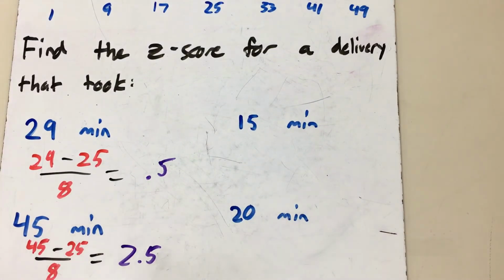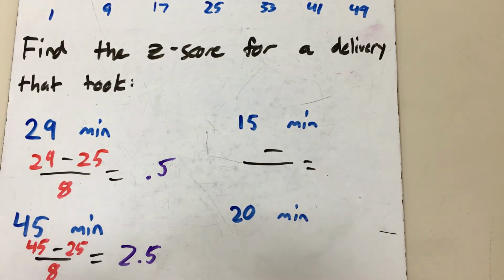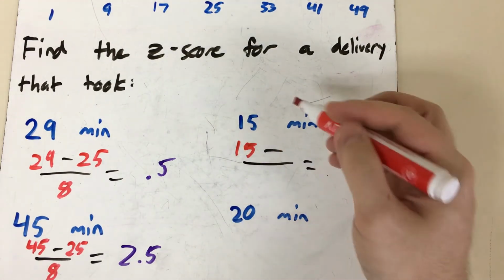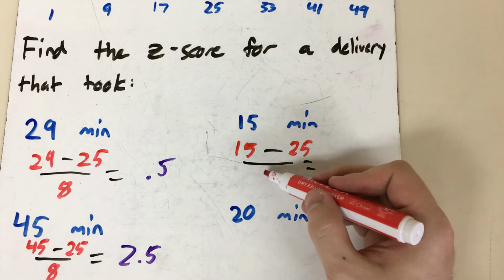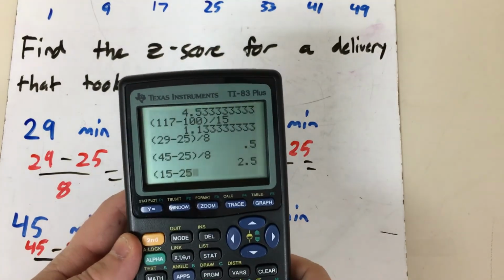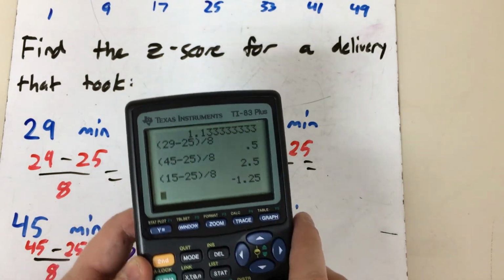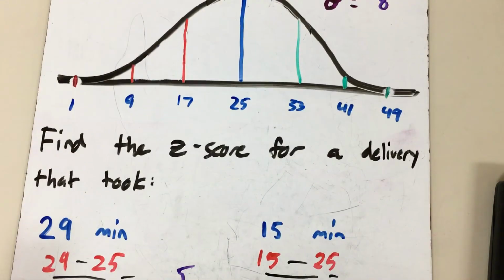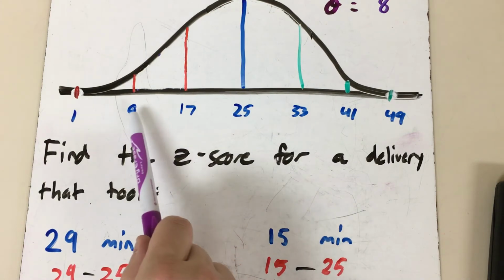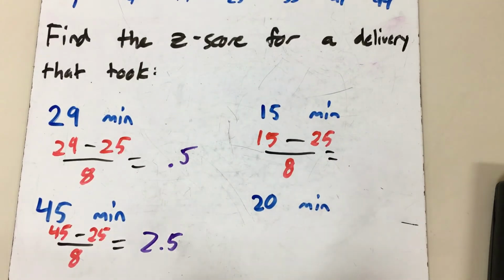Over here we have a delivery time of 15 minutes. So that is going to be 15 minus 25 divided by 8. Our mean and standard deviation haven't changed. All that's changed is the actual number that we're testing. So 15 minus 25, all divided by 8, gets me negative 1.25 standard deviations, which does make sense. It's between 9 and 17. It's between -2 and -1 standard deviations.